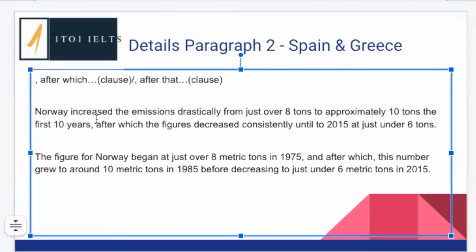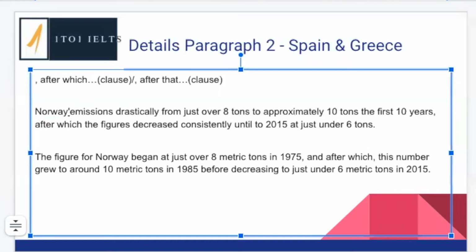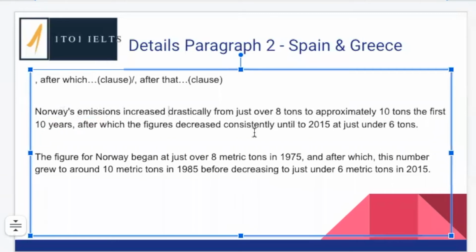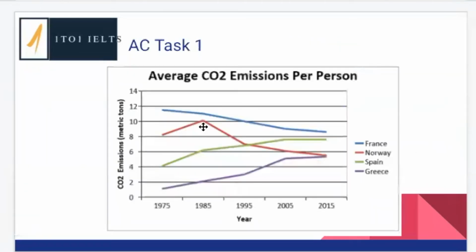Let's have a look at these two. Norway increased the emissions drastically. So the emissions belong to Norway. What would be a better way of saying it? Rather than Norway increased, we've got subject, verb, object, so it looks like Norway did this on purpose. It's like Norway said, okay, emissions are going to go up. So I don't think this is what they mean. Tamara said, yeah, we could talk about, and this would be a little bit more natural, Norway's emissions, so the emissions of Norway, increased drastically. We're going to call this a drastic increase.